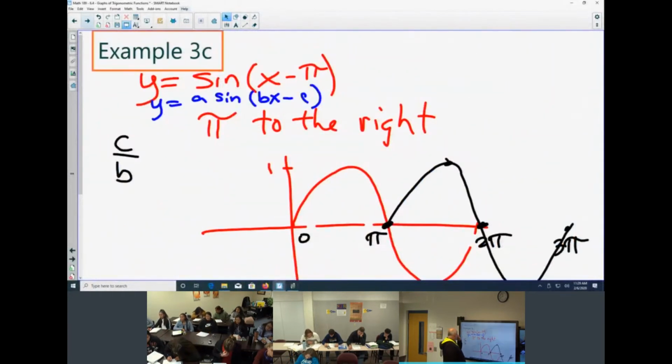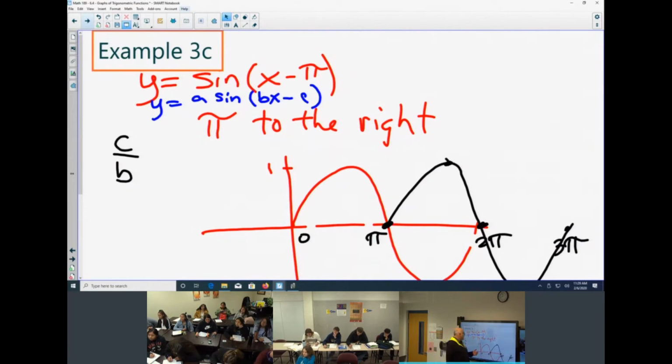So here, if I'm given y equals sine of x minus pi, the c is pi. The b is 1. So the phase shift is pi divided by 1, or pi. And since it's a minus here, it's pi to the right.